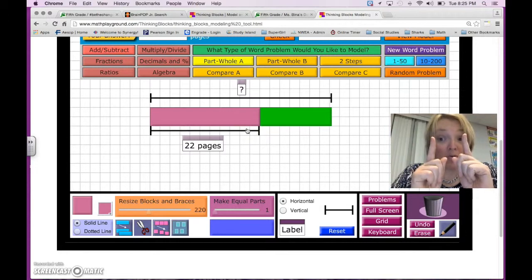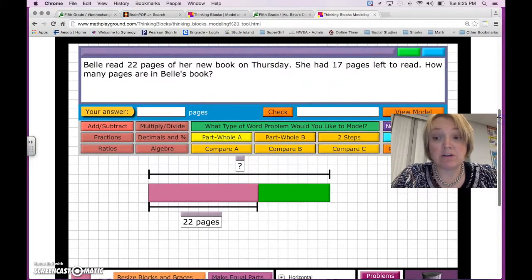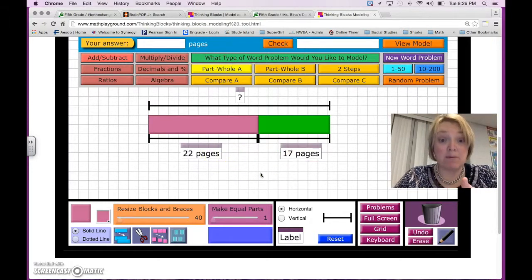So that's part one. So now we need part two. Well, we know she had 17 pages left to read. So that's another part. So I'm going to go down to my ticker tool right here, line it up here, make it nice and pretty, and resize it where it says resize blocks and phrases, line it up. And I need another label right here, and I can just click on it. And I go 17 pages left. Now I can really see my problem pretty well. I can write equations using this. I'm going to move me.